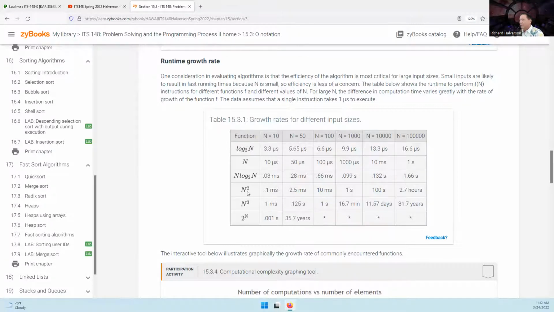And then beyond that, there's where n is the power of something. Here you're just taking n times itself some number of times: n squared, n cubed, and n to the fourth power. Here it's 2 to the n power. If n is 10, it's 0.001 seconds. If n is 50, we're talking 35.7 years. So going from 10 to 50 goes from 1 microsecond to 35 years.